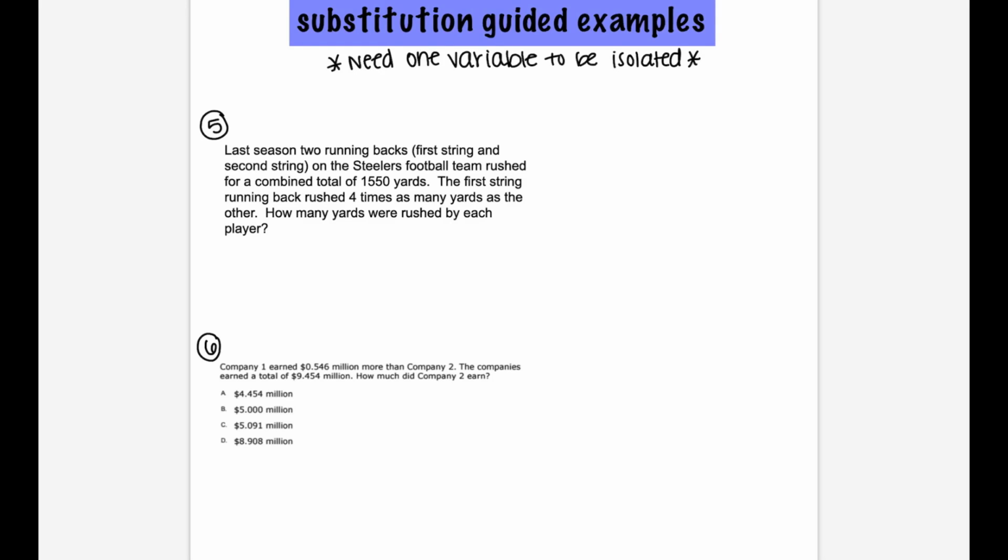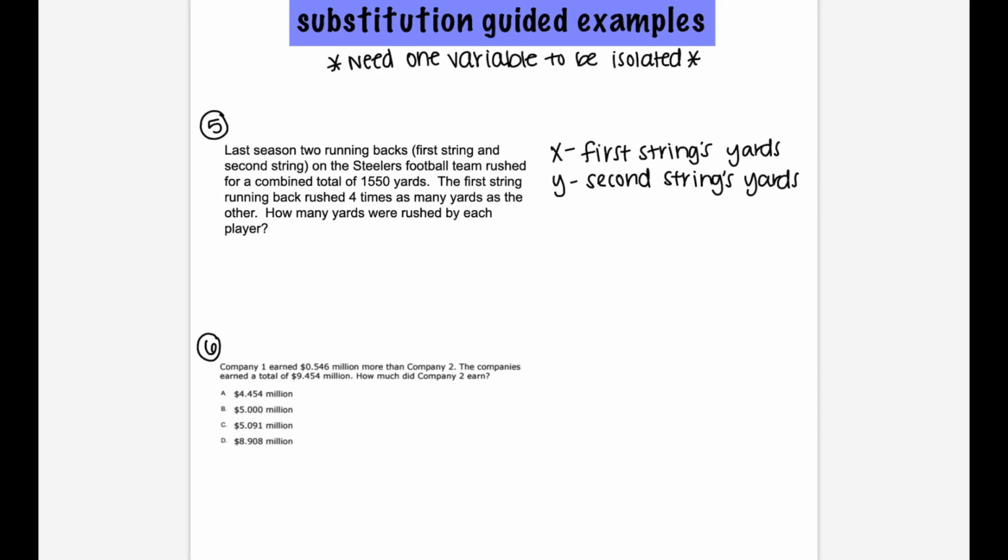So first we've got to write our equations. All right. So we have two running backs, the first string and the second string. I'm going to let X be the first string's number of yards, and I'm going to let Y be the second string's number of yards. All right, so let's write our two equations.